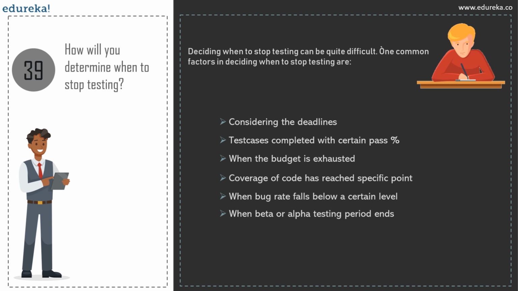Suppose you have test cases which are completed with a certain pass percentage, then maybe you can go ahead and stop testing after you think that the pass percentage is enough. Or when your test budget is completely depleted, again, that's another reason to stop testing. Or when coverage of code, functionality or any other requirements reaches a specific point, or when your bug rate falls below a certain level, or when your beta or alpha testing period ends. These are certain simple ideas that can help you decide when to stop testing.